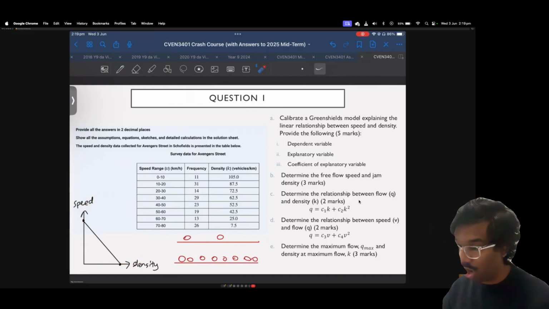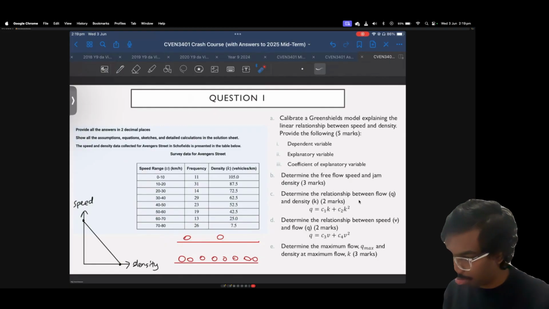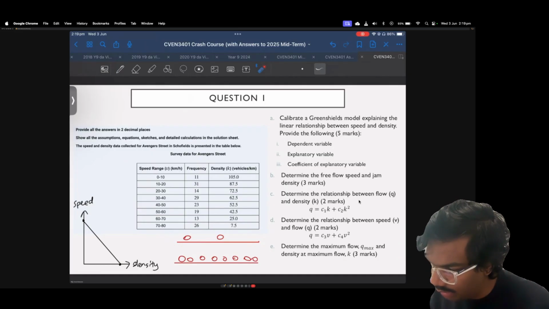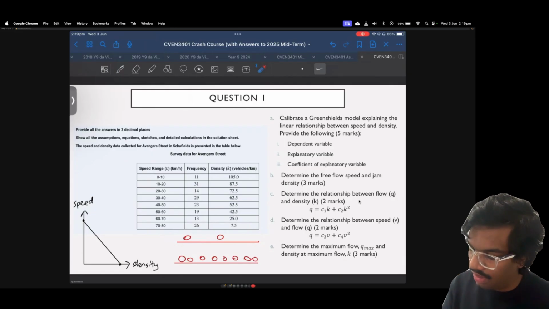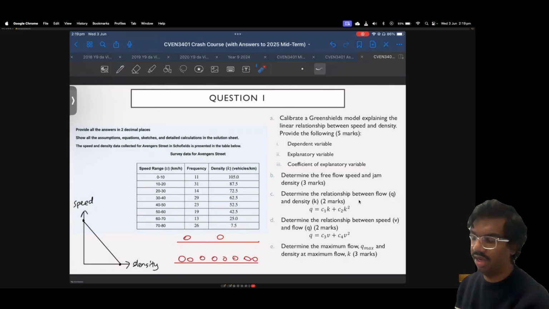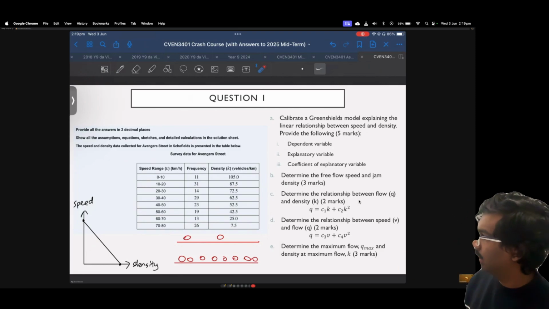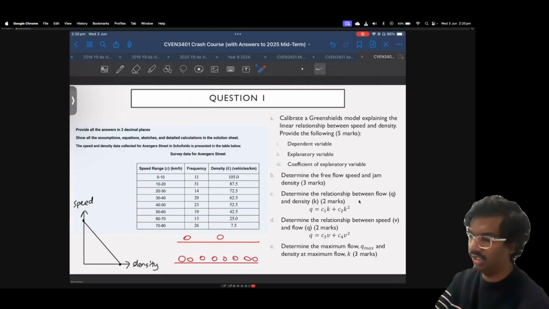So for a road like Avenger Street, the faster the cars are going, the lower the density, and the slower the cars are going, the higher the density. If there are a lot of cars, obviously the cars can't go as fast. If there are not many cars, then the cars can go a lot faster. That's what that relationship is showing.